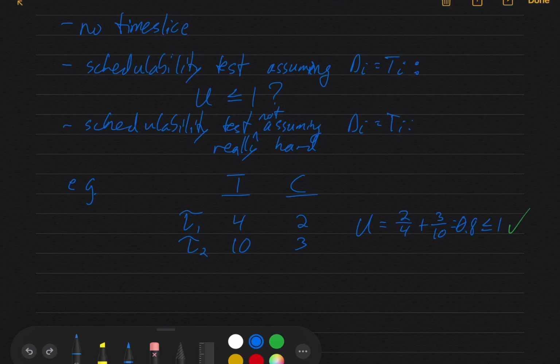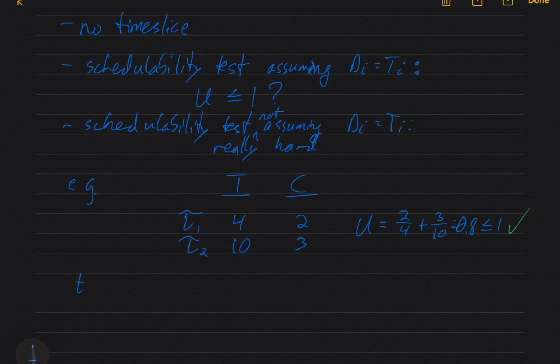Okay, so the least common multiple of 4 and 10 is, well, the prime factors of 4 are 2 squared, and the prime factors of 10 are 2 and 5, so 2 squared times 5 is 20. So let's draw our timeline, and I will do 10 segments, and each one will be 2 time units. So 2, 4, 6, 8, 10, 12, 14, 16, 18, 20.